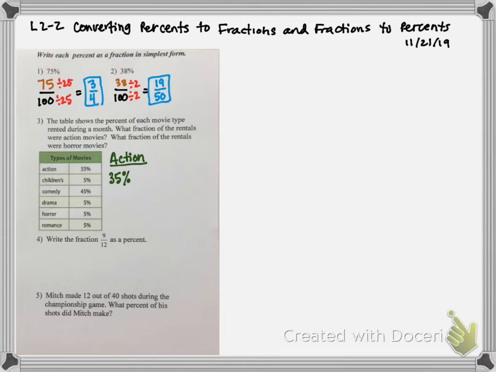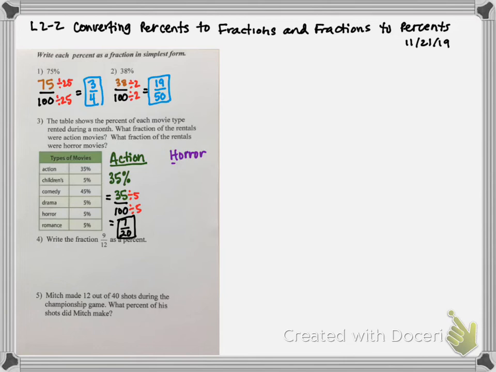So what I'm going to do is convert that to a fraction by keeping the 35 in the numerator, but then I'm going to show percent as per 100, divide by 100. The only thing I need to remember to do at this point is to reduce if possible. I know 5 goes into both of them. And that gives me 7 over 20. And that's as far as I can go. So, boom, boom, boom, boom. All right, now let's look at, what was the second? Horror movies.